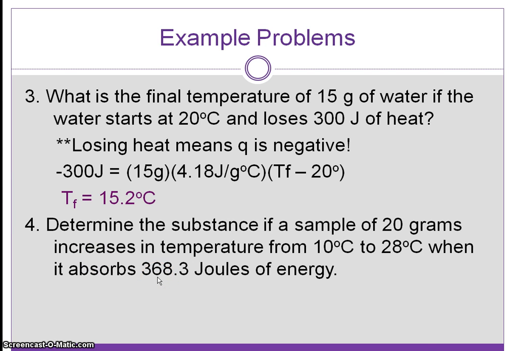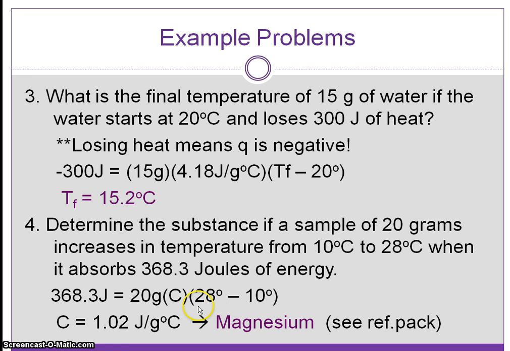So in this case, we're going to solve for C, because C is the specific heat. So our Q value is 368.3. We know the mass is 20 grams. Specific heat is what we're looking for. And then don't forget to do final minus initial. And when you calculate C, you should get 1.02 joules per gram degree Celsius. And if you look at the first page of your reference tables in the bottom left corner, there's a chart. And if you find on that chart the column that says specific heat, magnesium should have exactly 1.02 as its specific heat. So we know that this is magnesium.